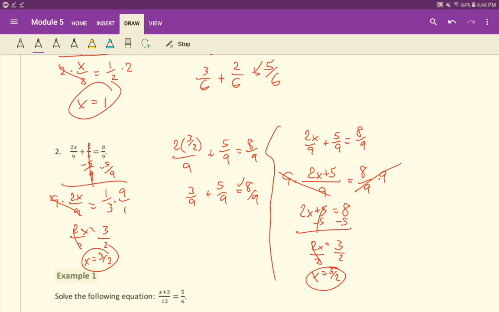When we get into the actual solving of rational equations, the trickier ones, we'll use a skill more along the lines of this.